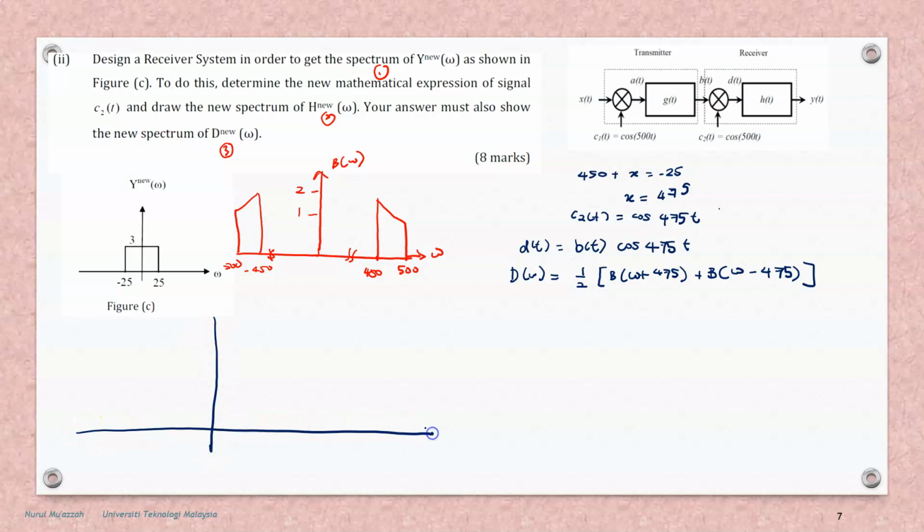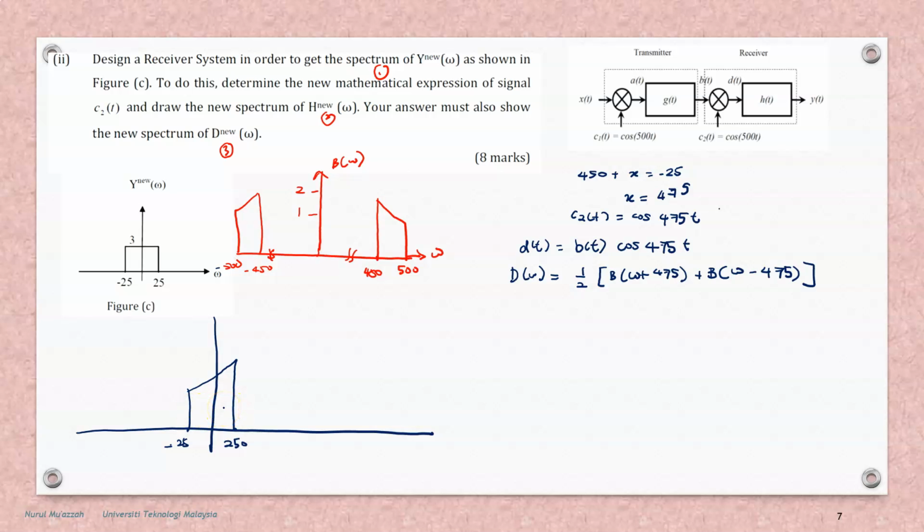We refer back to B(ω). We know that we have two components. We plot the first component first, which is from negative 500 to negative 450. Negative 500 here, you add with 475, which means we shift it to the right. You will get negative 25. So the signal will be from negative 25 to 25, because the width of the signal here is 50.